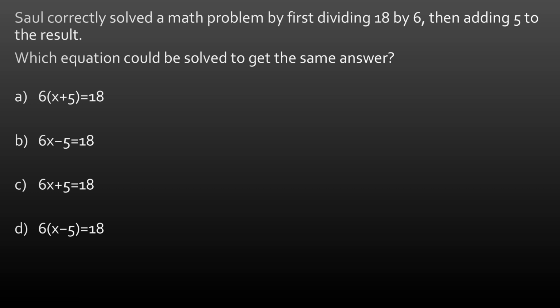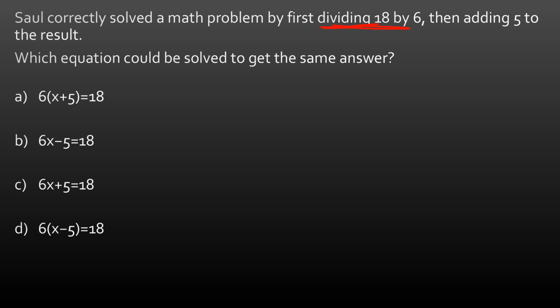All right, next problem says that Saul correctly solved a math problem by first dividing 18 by 6, then adding 5 to the result. Which equation could be solved to get the same answer? Okay, so again, we want to see the opposite of what he's doing, because remember, Saul is solving it. So when we're solving equations, we're doing inverse operations, which is the opposite of the math we see. The first thing he did was this division, okay?